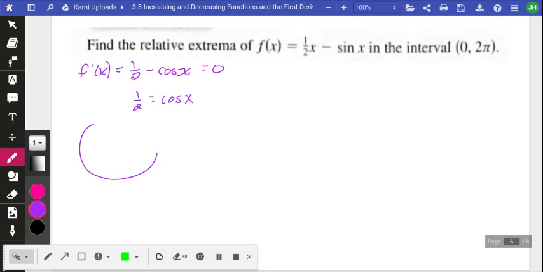So then I need to figure out on my unit circle, where is cosine, which is your x value, where is cosine equal to 1/2? That's what I'm going to be thinking about, and it has to be anywhere between 0 and 2 pi, so we won't keep going around the circle, we'll only go through it one time.